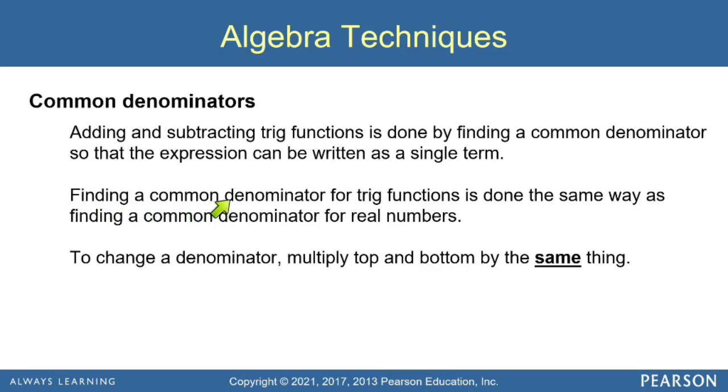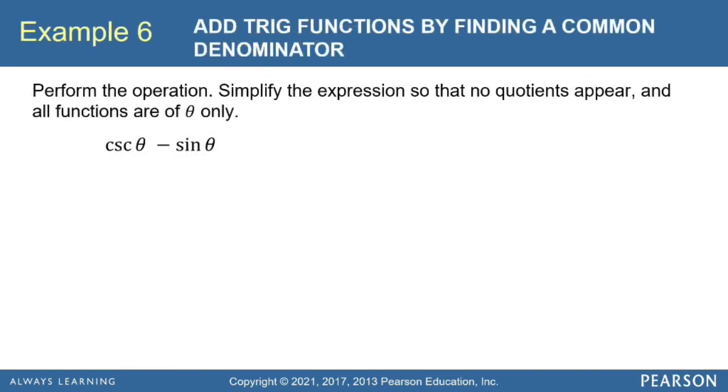And the good news is that finding a common denominator for trig functions is done the same way as finding common denominators for real numbers. All you have to do to change a denominator is multiply the top and bottom by the same thing. Let's practice here in example 6. So it says perform the operation, simplify the expression so that no quotients appear, and all functions are of theta only. So we have cosecant theta minus sine of theta.